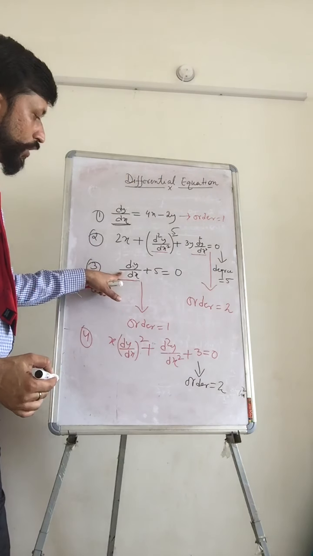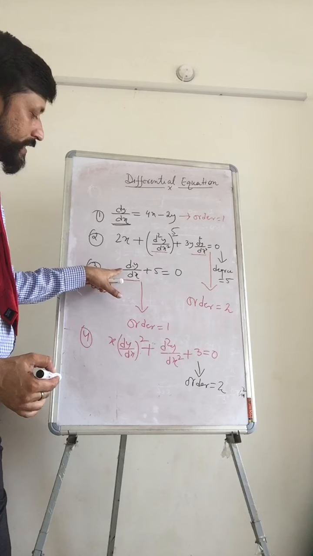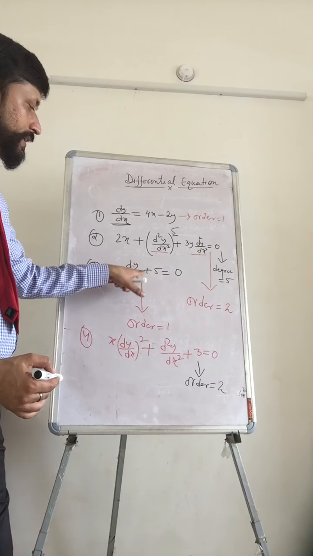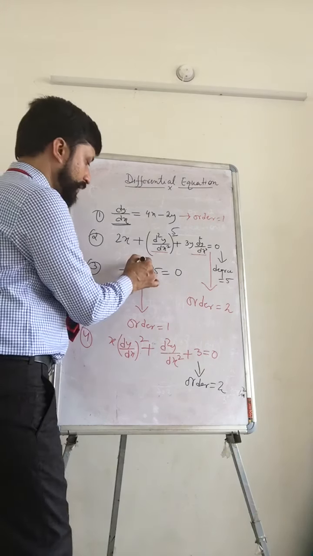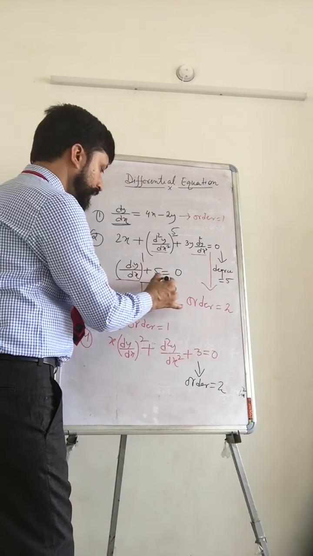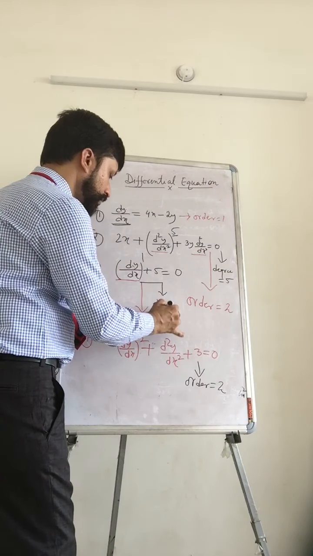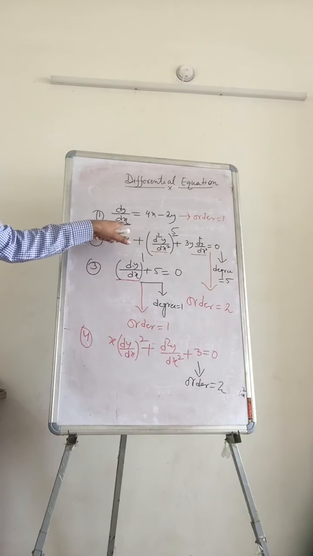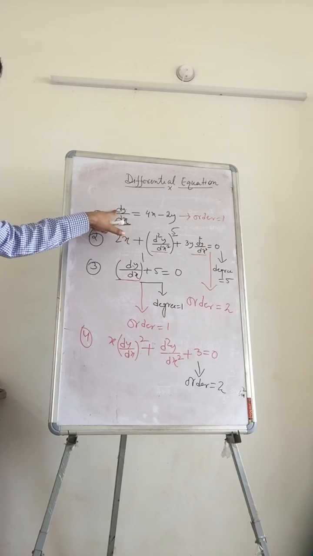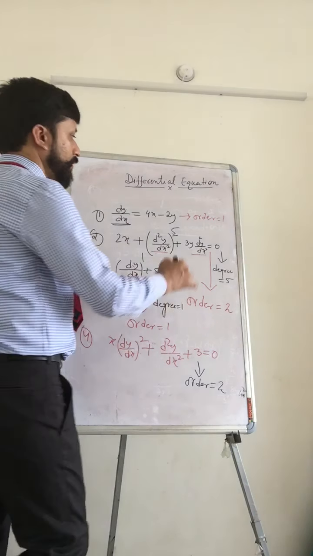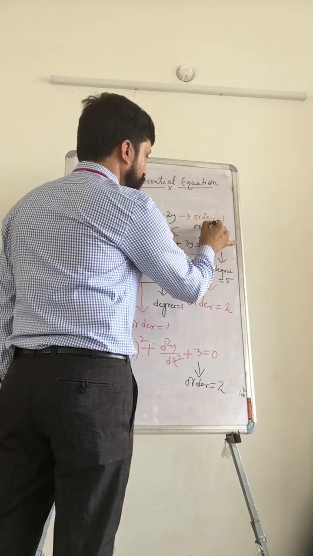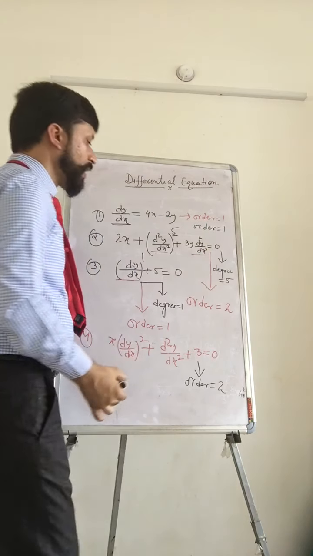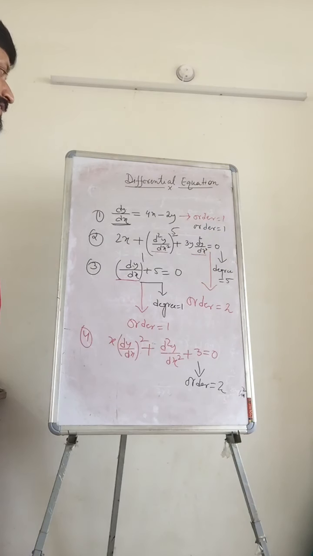Here degree and order are both the same, because the highest order is 1 and its power is not given, which means it is 1. You can write it in this way. So its degree is 1. Here the degree is 1 because the highest order derivative is of order 1 and its power is 1. So order and degree are both 1 here. In this way we check the order and degree of a differential equation.